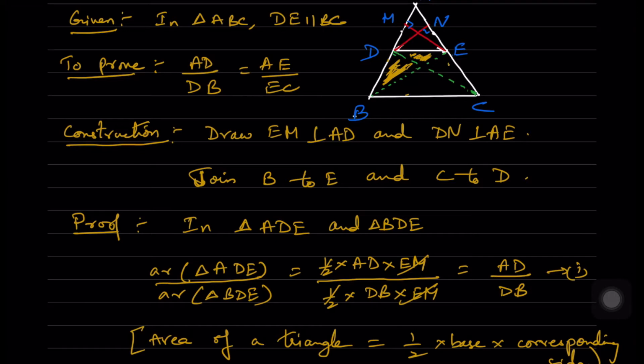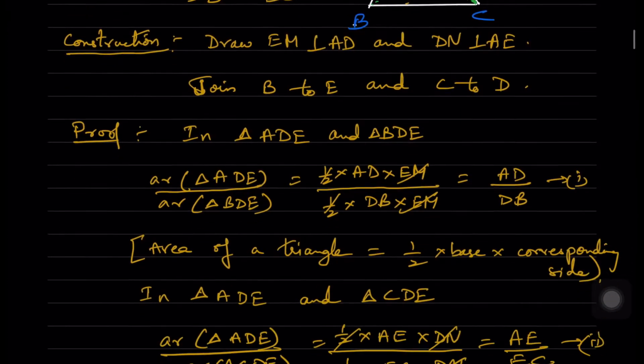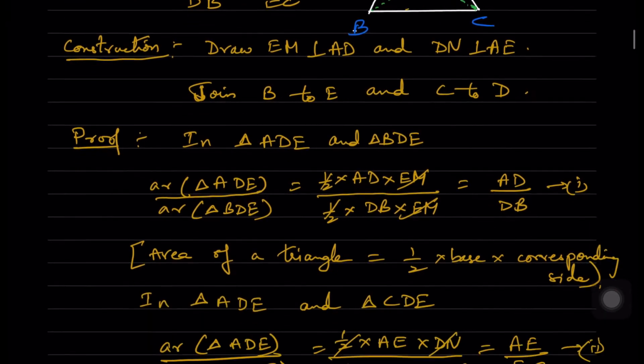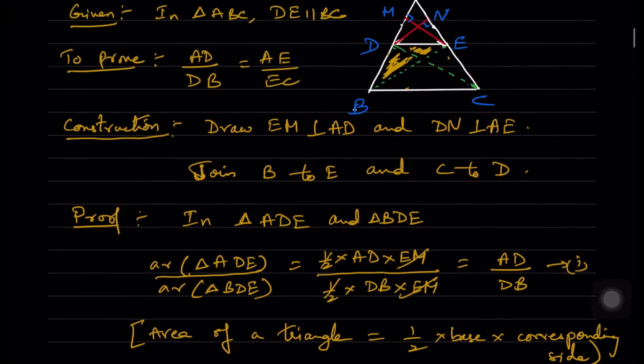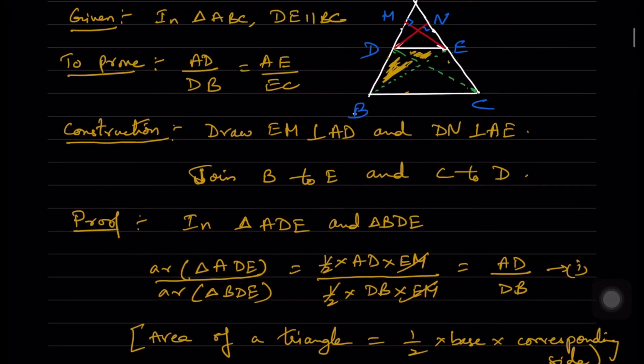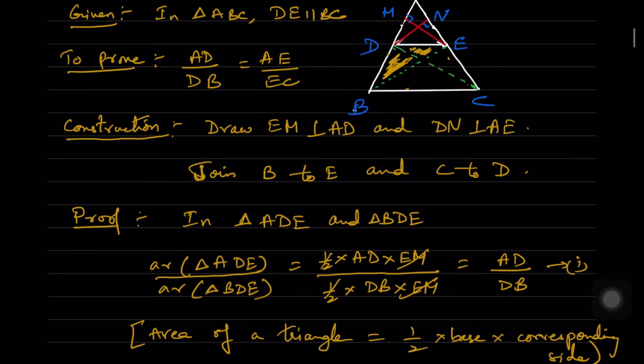Now you know that area of a triangle is equal to half into base into corresponding height. That I have written in the brackets here. Now next we consider two triangles. What are the two triangles we are going to consider? ADE and the next triangle, CDE. We are taking this other triangle, this other part we are going to take. So this is the other triangle which we are going to consider.